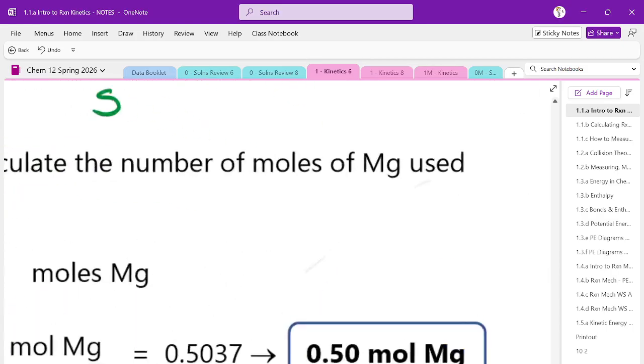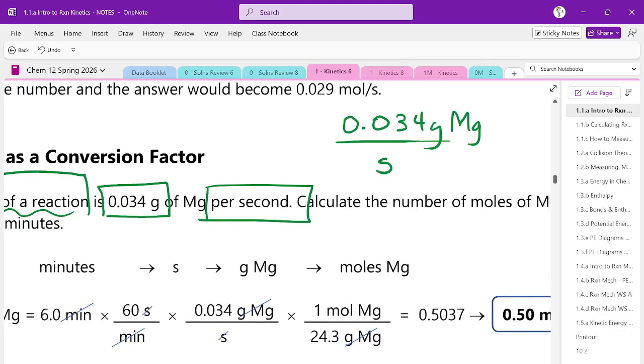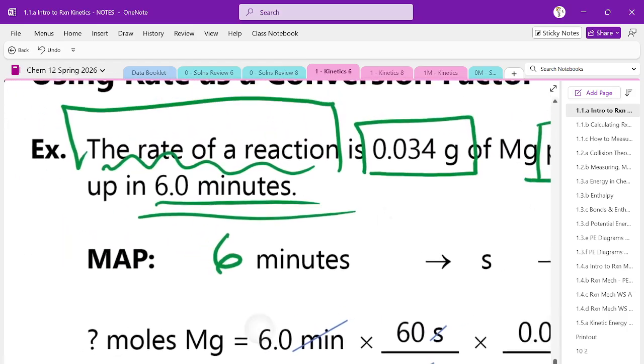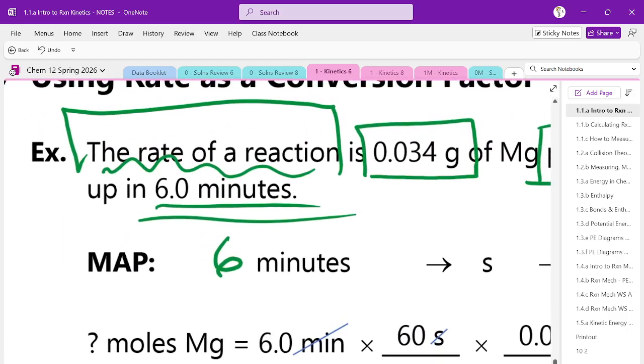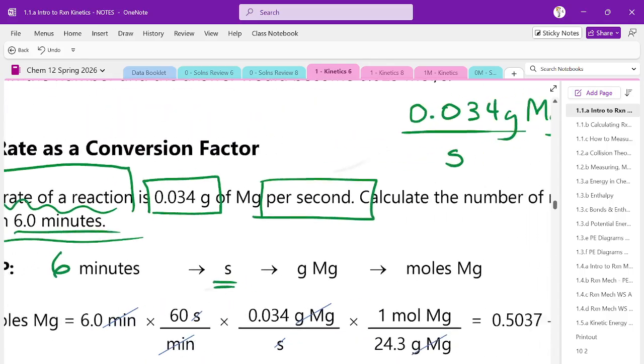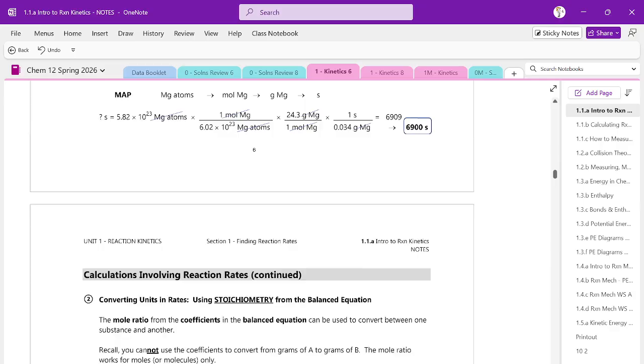We want to calculate the number of moles of magnesium used in 6 minutes. So we are starting with 6 minutes. What can we convert minutes into? Minutes can be converted into seconds. And because we have grams per second, we can convert seconds into grams. And because we know the molar mass, we can convert grams into moles. Do we need to take a longer look at that, or are we okay with that? Cool.